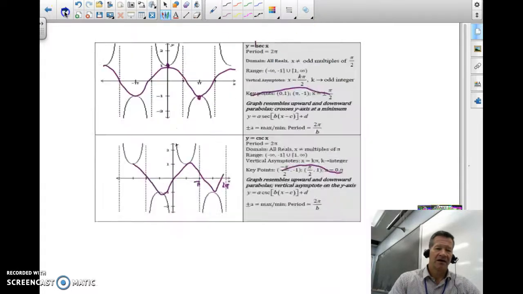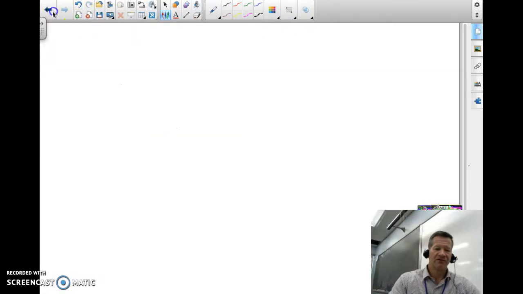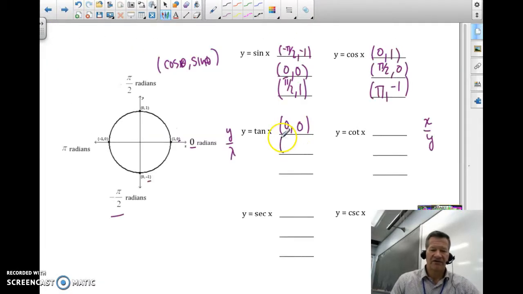Okay? Now, if I go over to pi over 2, too far, if I go to pi over 2, now I get 1 over 0. See that? Y over x is 1 over 0. That's undefined. So it's not a point at all. We're going to have instead an asymptote at x equals pi over 2. And then what's going to happen at pi? Well, pi is going to be 0 over -1. We're back to 0 again.